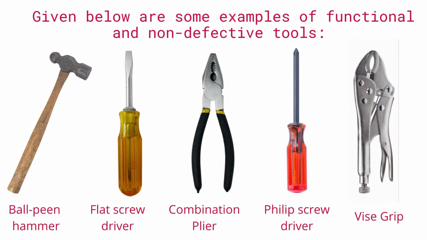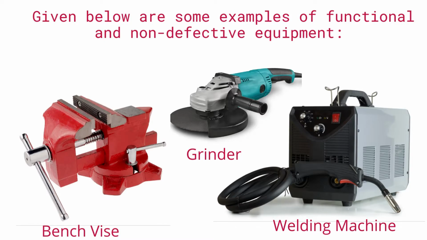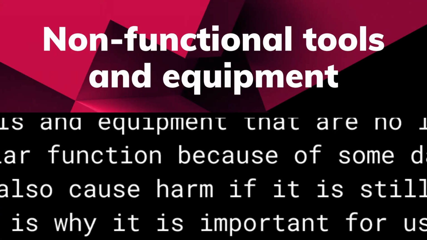Given below are some examples of functional and non-defective tools. Ball-peen hammer, flat screwdriver, combination pliers, Phillips screwdriver, vice grip. Given below are some examples of functional and non-defective equipment. Bench vise, grinder, welding machine.